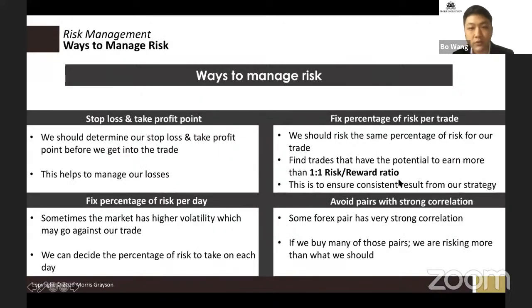So there are 4 basic risk management techniques that we can adopt. Firstly, we should determine our stop loss and take profit points before we decide to enter any kind of trade. After knowing our stop loss and take profit point, we have to decide the amount of money to risk for each trade. To ensure a consistent result, we should risk the same percentage of our capital for every single trade.